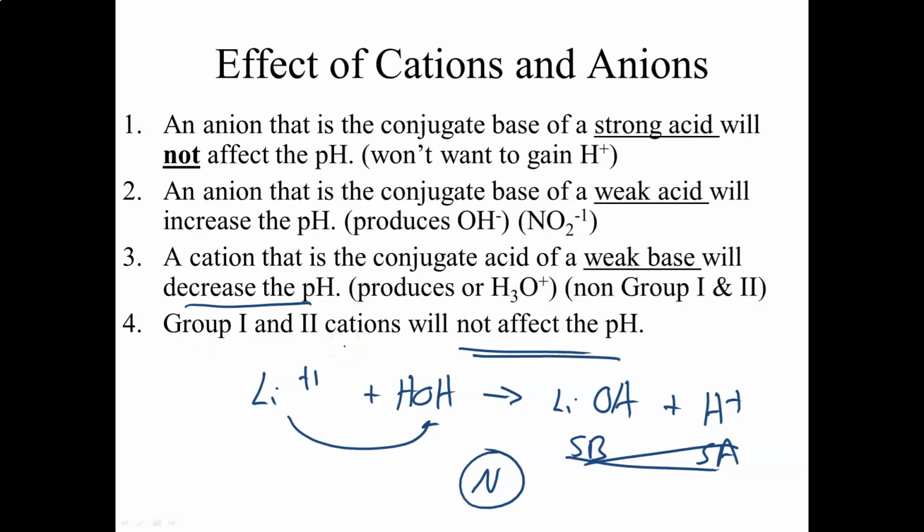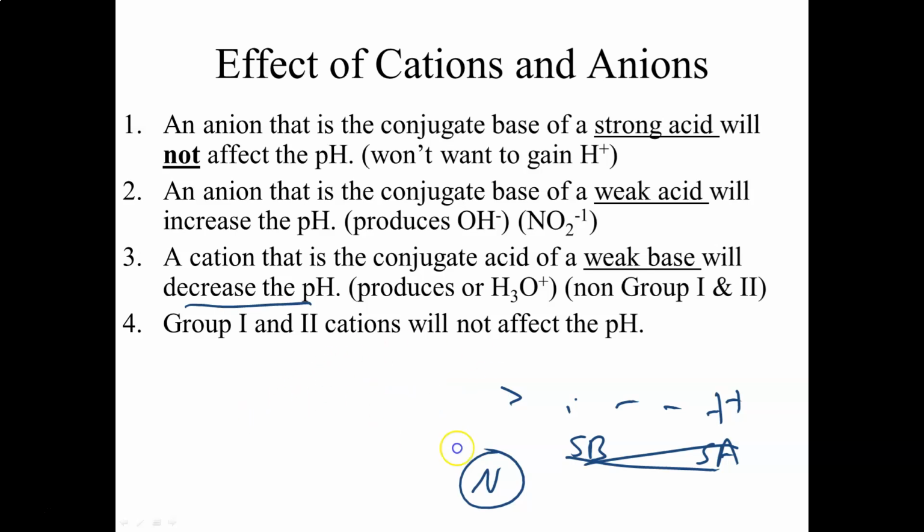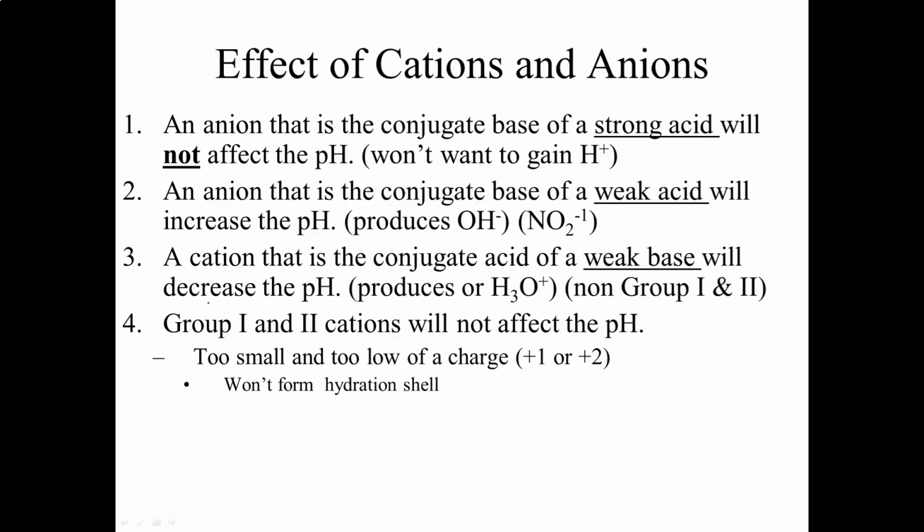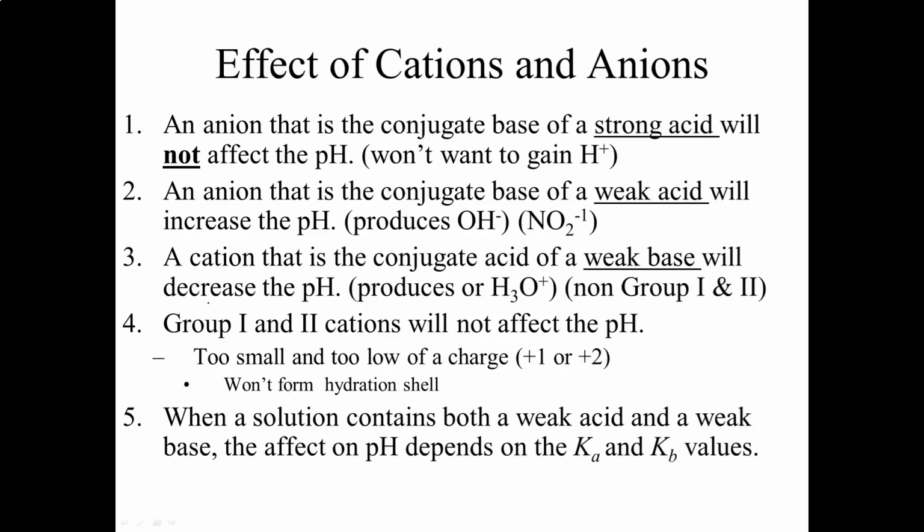They will not make that hydration shell. The charges are too small, so what you'll end up with is just a neutral salt or a neutral ion. Take some practice. That's the best way to go through this: do some practice problems, see the patterns, and we'll do these a million times in class. You'll get the hang of it. So let's wrap it up here. Too small and too low of a charge, because group 1 and 2 cations are plus 1s and plus 2s, so no hydration shell will be created.